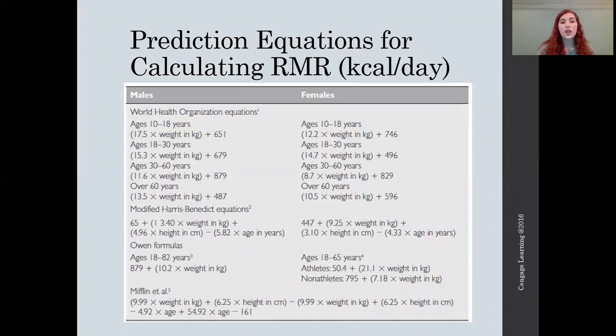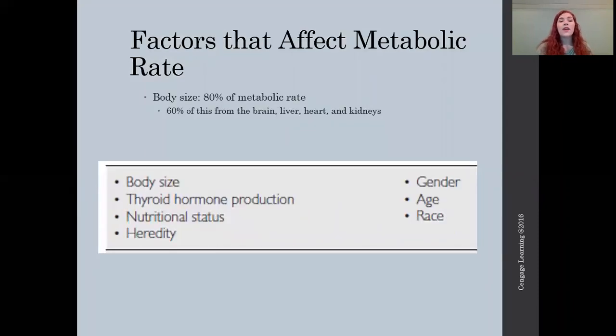This right here is a chart of some different equations that can be used to calculate RMR. However, with this class, we will typically use the Mifflin-St. Jeor equation. So body size accounts for 80% of the metabolic rate in an individual, and 60% of this comes strictly from the brain, liver, heart, and kidneys. There are other factors that will affect metabolic rate as well, including thyroid hormone production all the way to age and race. And we're going to look at some of these in more detail throughout the next few slides.